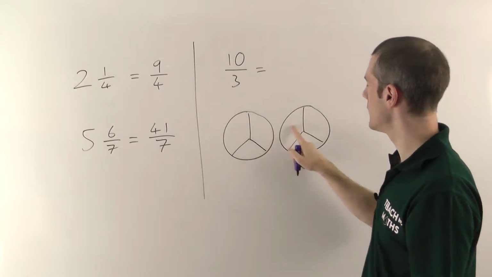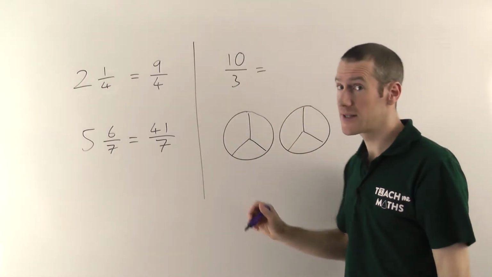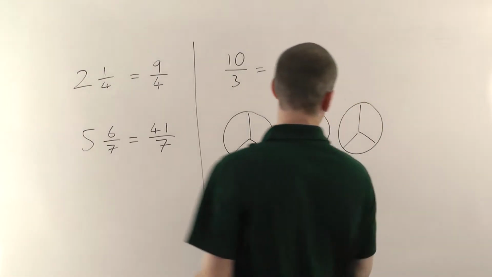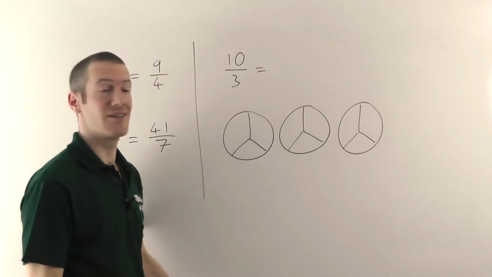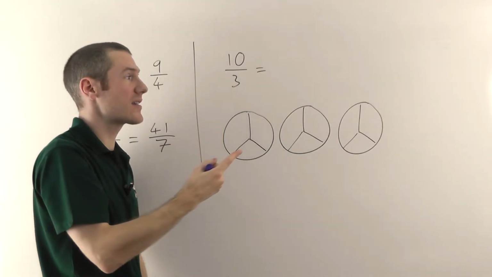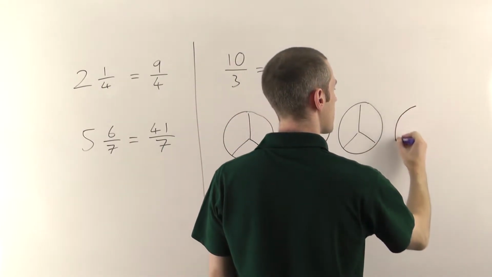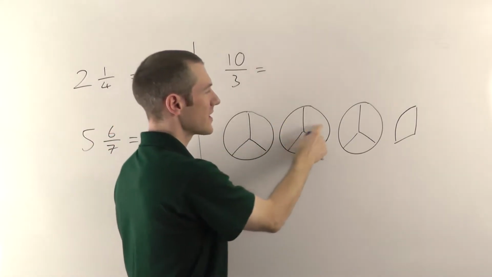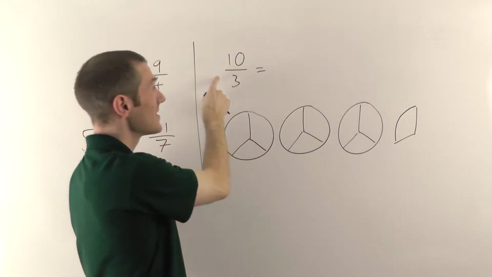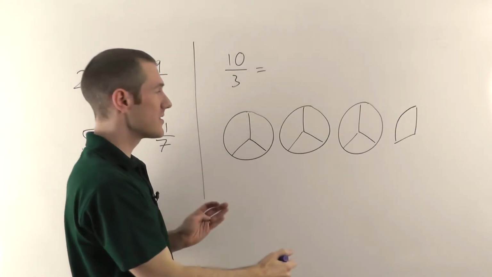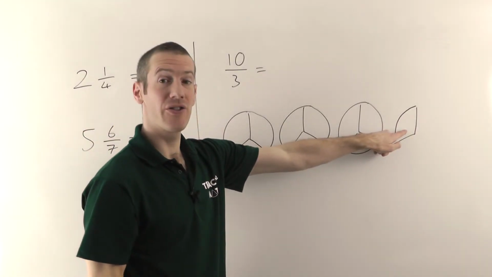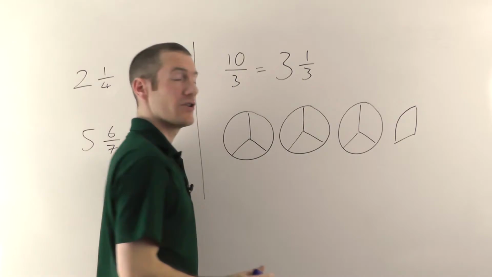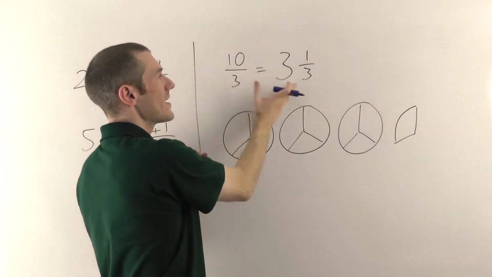So now I've got 1, 2, 3, 4, 5, 6/3, but I need 10. So let's draw another one. Now we've got 3, 6, 9/3, but again I need 10/3, so I need one extra third. So if I try and draw that, yeah, there we go. So now I've got 1, 2, 3, 4, 5, 6, 7, 8, 9, 10/3. And now from the picture, hopefully you can see, I've got 3 whole ones and 1/3 left over. So as a mixed number, it's 3 and 1/3. So that's why these two things are the same.